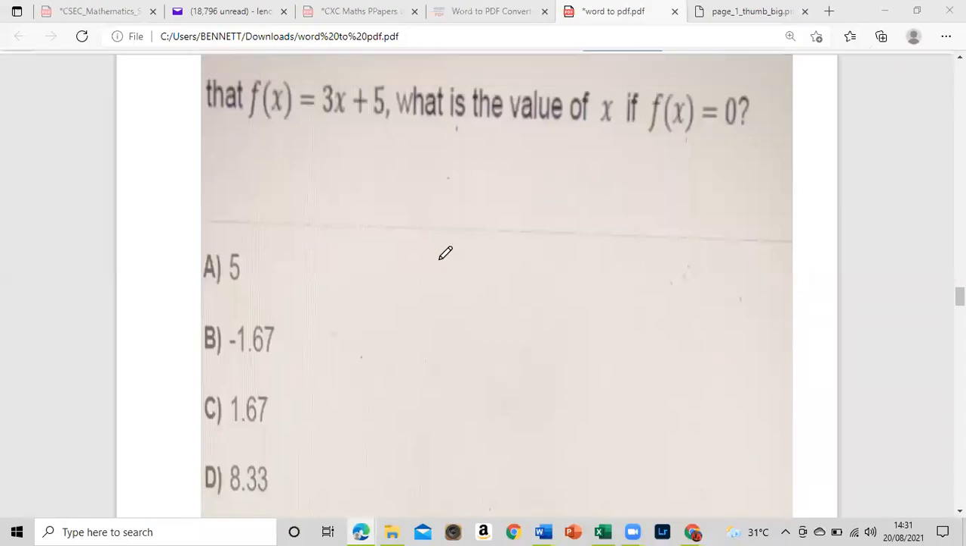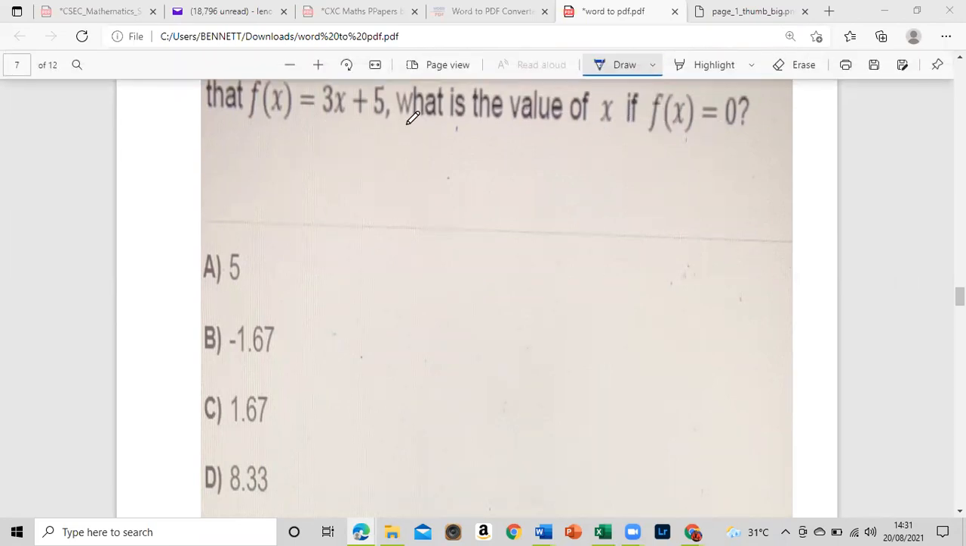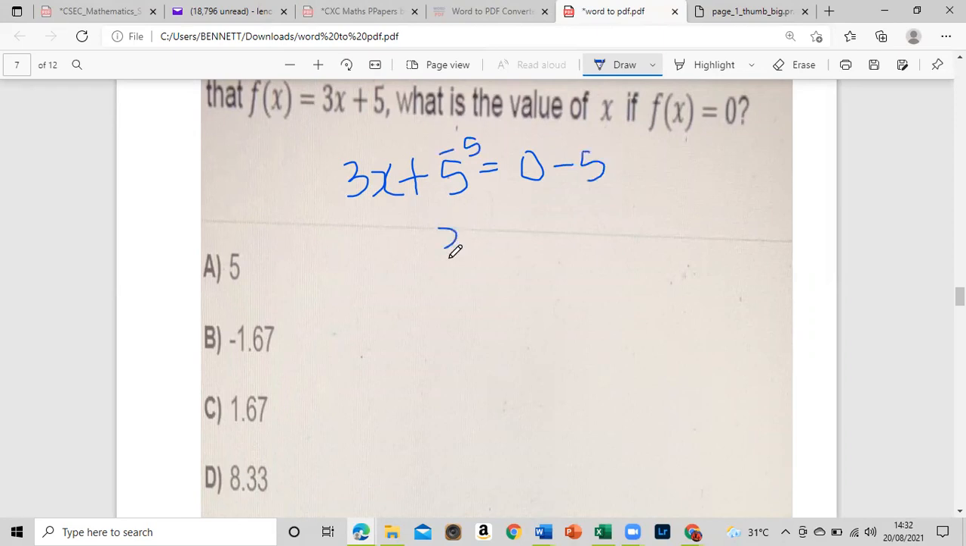All right, so this one now, guys, if f of x is equal to 3x plus 5, what's the value of x if f of x is equal to 0? It's too complicated, but what is this basically saying? Just equate this equation to 0, because this is f of x, right? So 3x plus 5 is equal to 0, and then we solve for x. Very simple. We get rid of this plus 5 right here by subtracting 5. What we do to one side, we do to both sides. So we're going to get 3x equal negative 5.